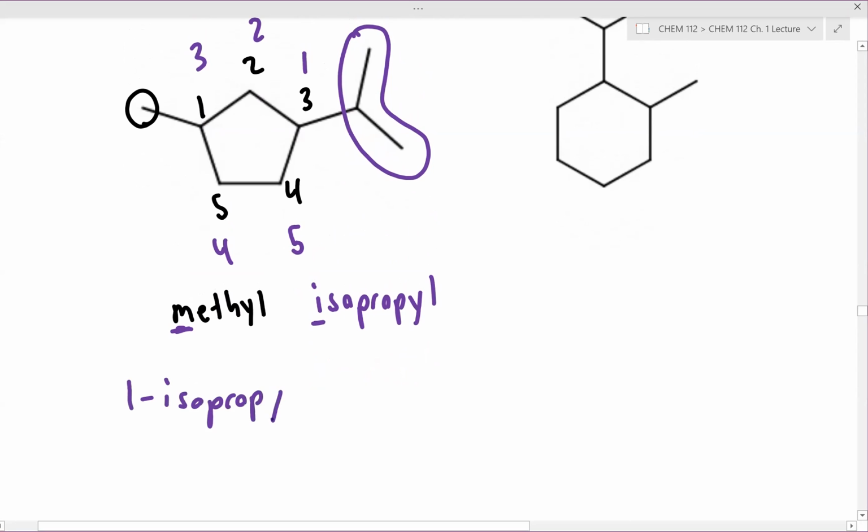So then we would name this as 1-isopropyl, 3-methyl, and then instead of just pentane, since it's in a ring, we call it cyclopentane. Does that make sense? Okay.